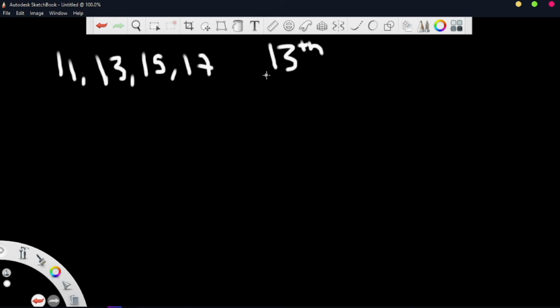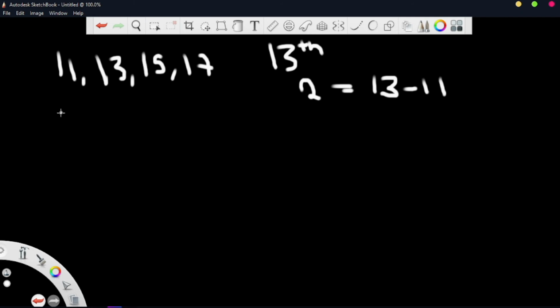So if we're going to use our formula, Tn is equal to a plus n minus 1 times d, I have to know my d. So my difference is basically 13 minus 11, which is 2, which you can also say 15 minus 13, which is also 2. So for those people who are wondering where the 2 came from, this is where it came from. Yeah, so we have our 2.